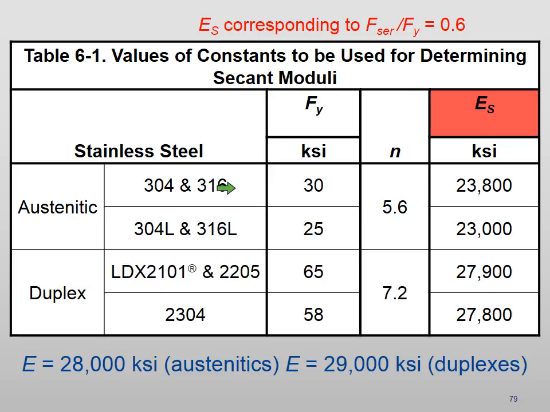So what impact does that have on our modulus? For the austenitics, you would see a secant modulus of about 23 to 24,000 ksi. So that's a reduction of 15%. However, for the duplexes, because they have a higher strength, and that all goes into the formula for calculating the secant modulus, you have a much smaller reduction. I think it's about 5% here.